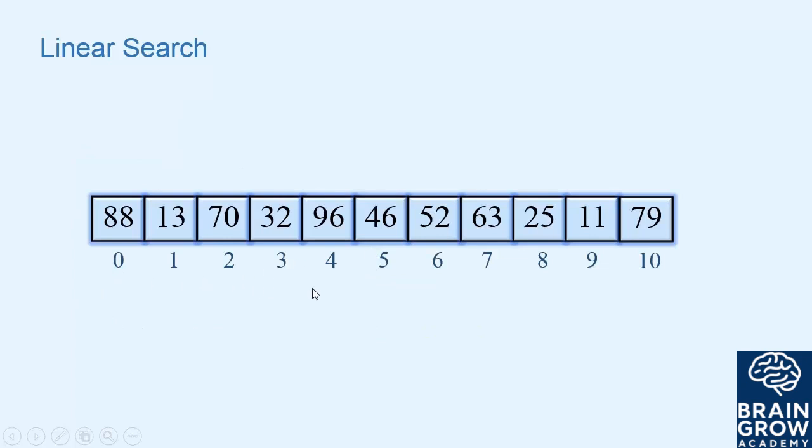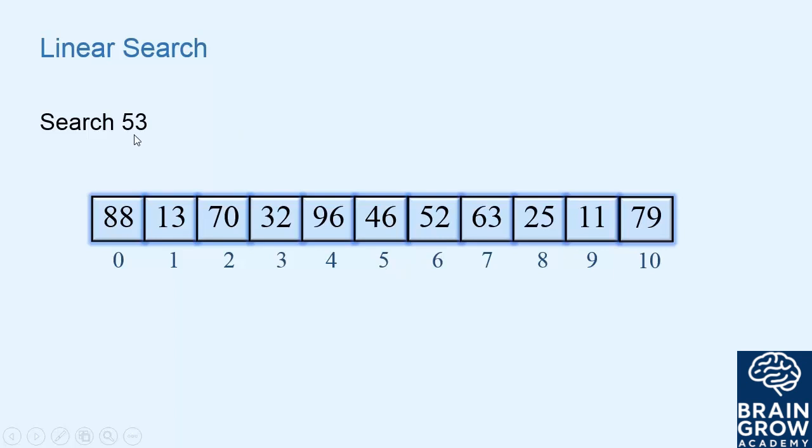Now suppose we have this array and we have to search this value 46 in this array. We'll start from the first element and we'll compare the search value with each element of the array one by one. We find this value 46 at index 5. So our search is successful.